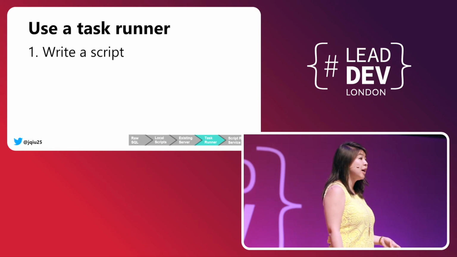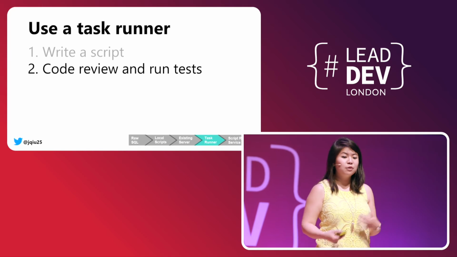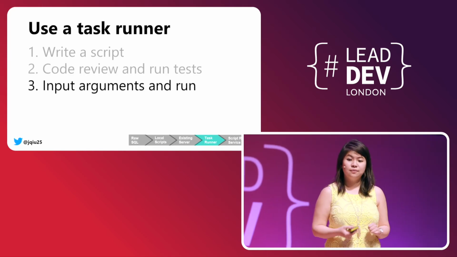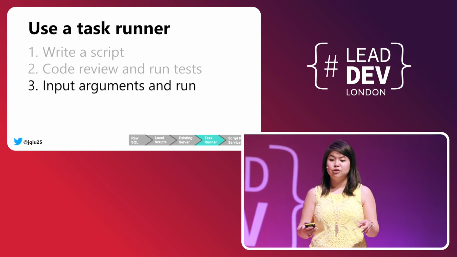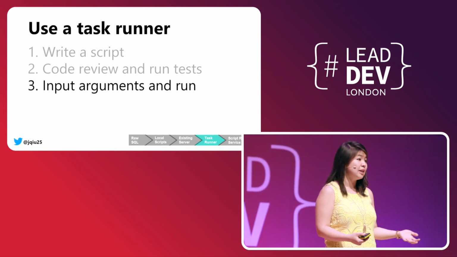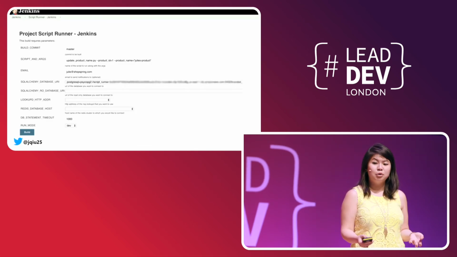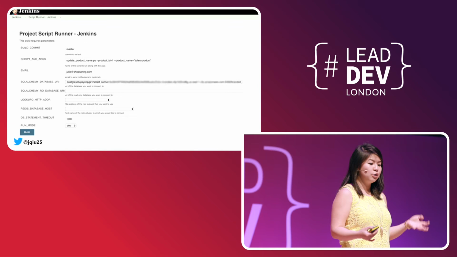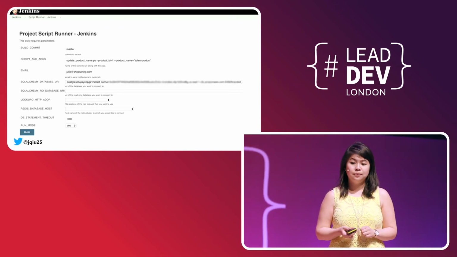So similar to the last strategy, we're going to write the script. We're going to get the script reviewed, tested, and merged. And then lastly, instead of SSHing into the server to run the script, all we have to do is use the Jenkins interface and input arguments. So to run a script, you would go to a project, type in the file path of the script you want to run, select the arguments you want to use, and then click Build.